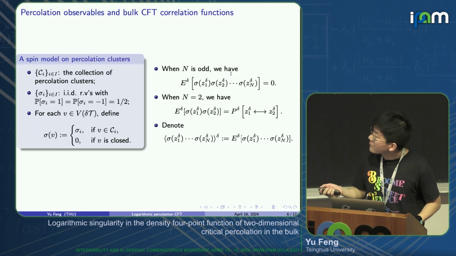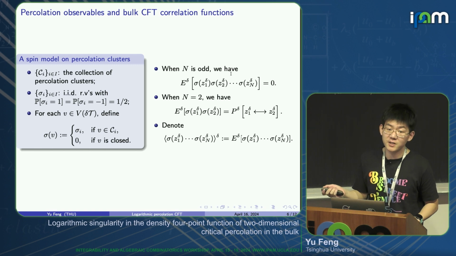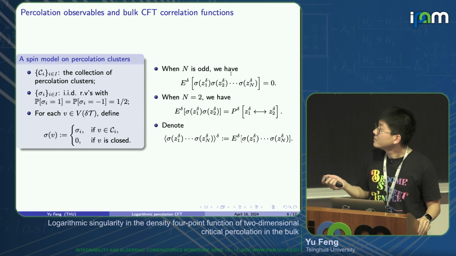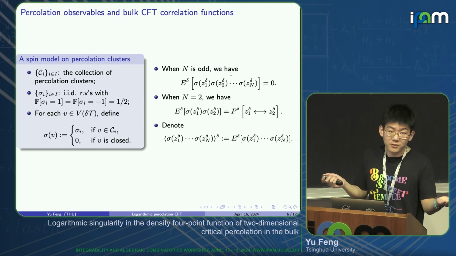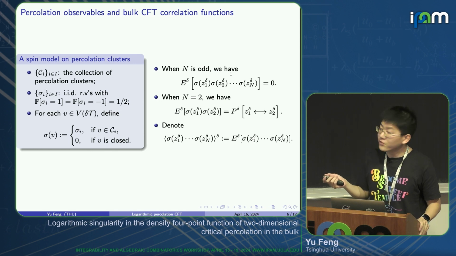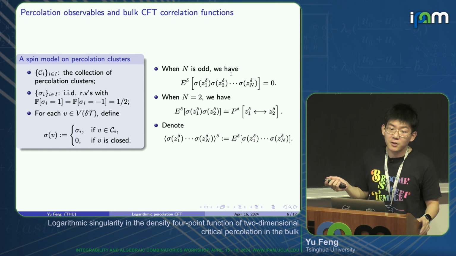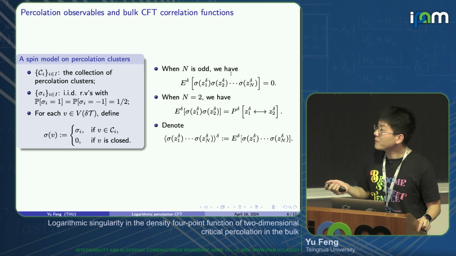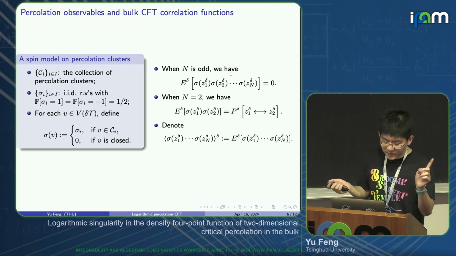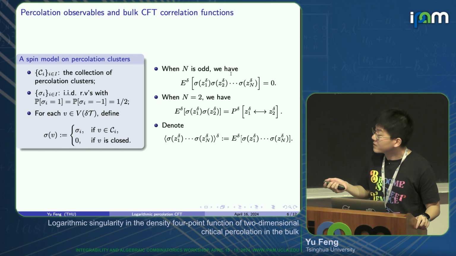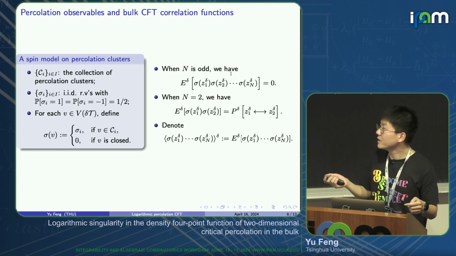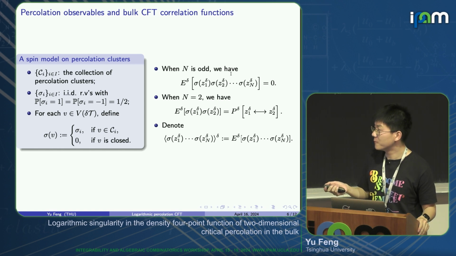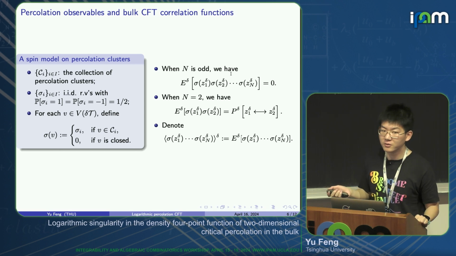It's clear from the definition that sigma and minus sigma have the same distribution. So when the number of points is odd, this spin correlation simply equals 0. But as long as n is not odd, this spin correlation can encode the connectivity properties of percolation. For instance, for the 2-point function, you can take just 1 minute to find it equals the probability that z1 delta and z2 delta are in the same open cluster. And I would like to use the physics notation to denote this spin correlation.